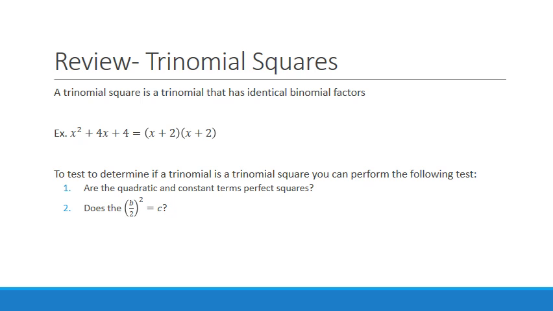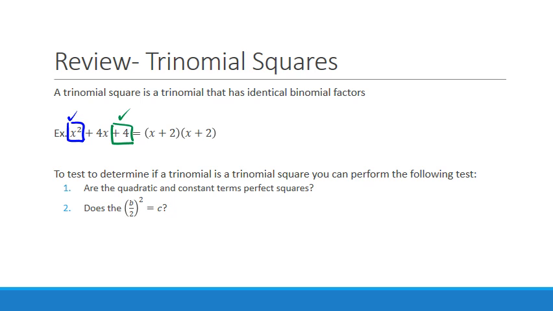To determine if a trinomial is a trinomial square, you can perform the following test. Step 1. Are the quadratic and constant terms perfect squares? Again, quadratic term, constant term. So are they perfect squares? In this case, it is. And then this next step looks kind of funny.